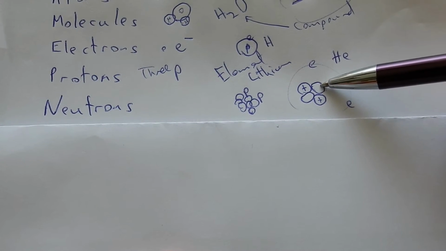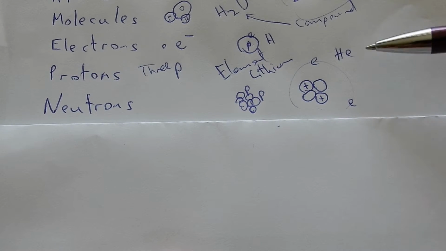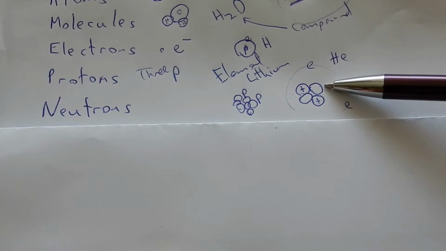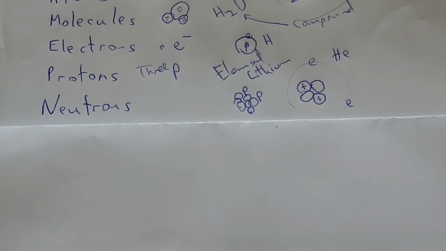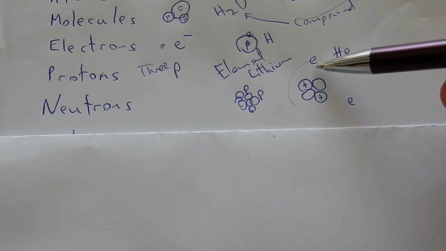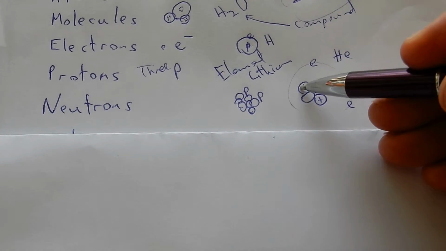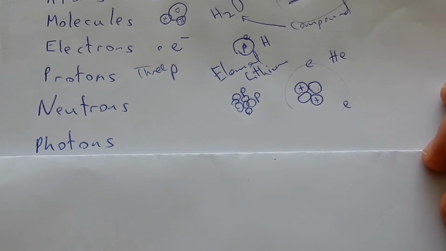Some heliums have fewer neutrons, some heliums have more neutrons, but all heliums have 2 protons. That's what makes it a helium. The electrons can go whizzing off and come back. They're on the outside. They're much smaller than the protons and the neutrons. The neutrons are there to hold the protons apart.